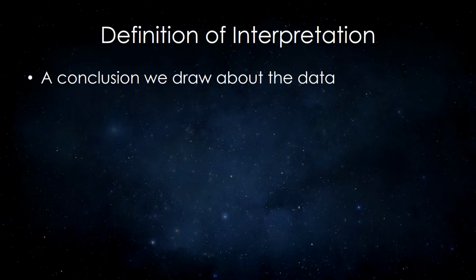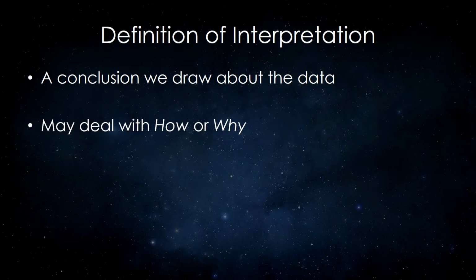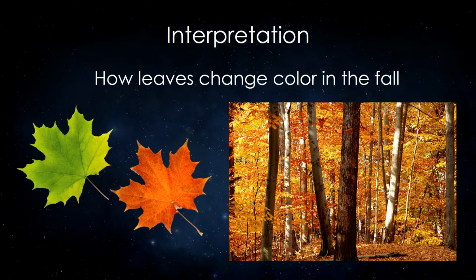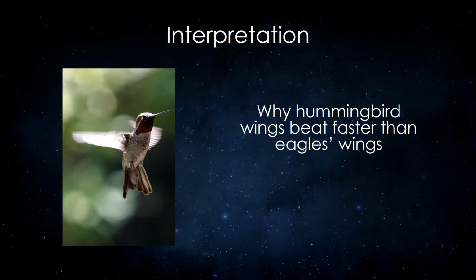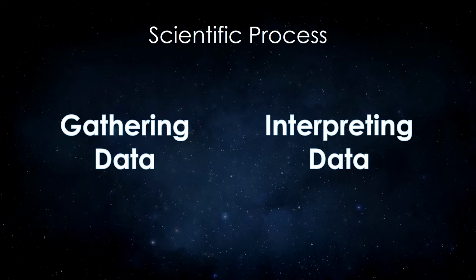An interpretation is a conclusion we draw about the data. It may deal with how or why something happens, like how leaves turn color in the fall, why one tree is taller than another, or why hummingbird wings beat faster than eagle's wings. The scientific process is all about gathering data and interpreting data.